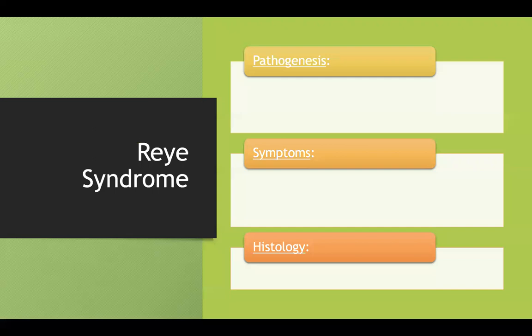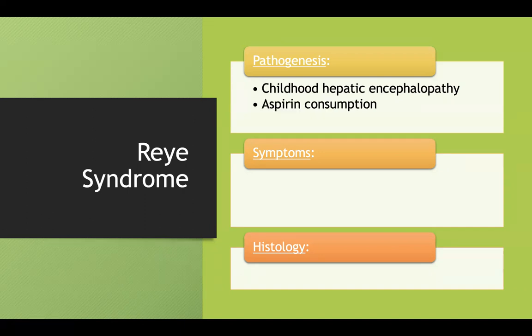Now let's change gears a little bit and talk about what Reye syndrome is. Reye syndrome is hepatic encephalopathy that occurs in childhood. If you think about all the causes of hepatic encephalopathy that we talked about, liver cirrhosis, GI bleeds, TIPS procedure, really significant infections, most of those don't happen in childhood. So the reason why a child would have hepatic encephalopathy is through aspirin consumption.